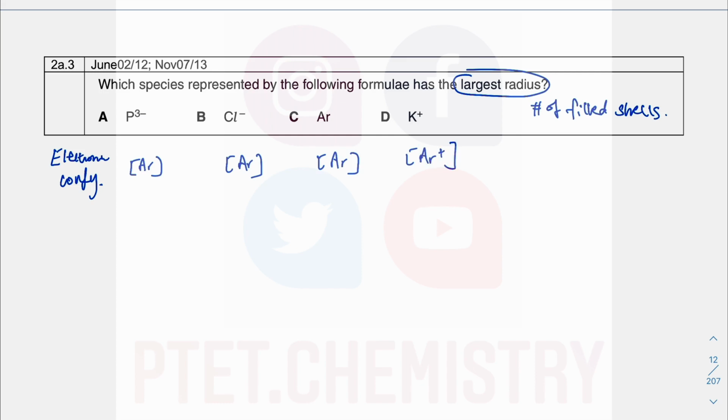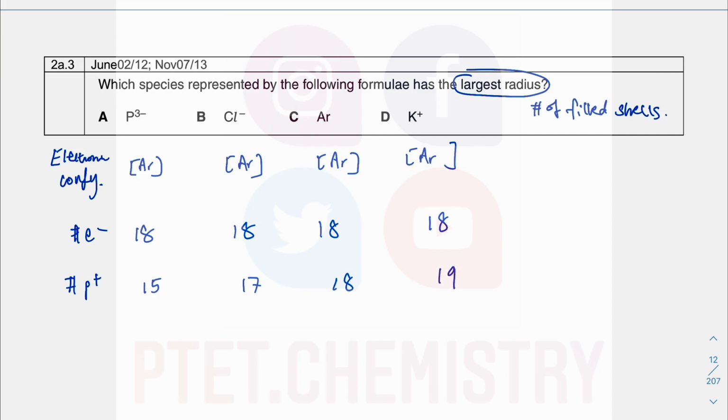K plus, sorry, K is potassium, is in the fourth period. But when you lose an electron, you're going to have the configuration of argon as well. So in terms of the number of electrons, they all have 18 electrons. So we are just looking at the difference in the number of protons. There's 15, there's 17, there's 18, there's 19.